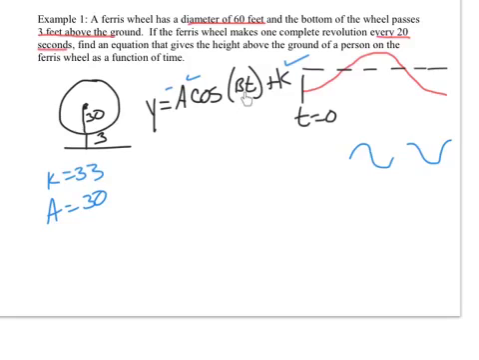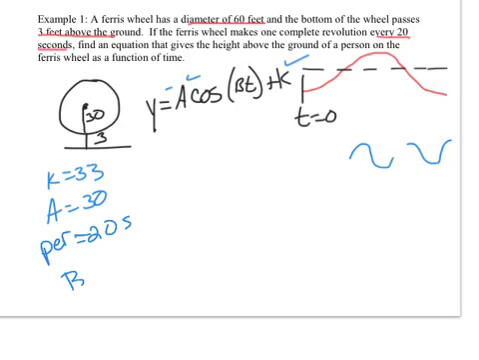Now all I need to find is my coefficient in front of my independent variable. Well, if you look, we make one complete revolution every 20 seconds. So I start down here, and 20 seconds later I'm back where I started. That means my period length is 20 seconds.